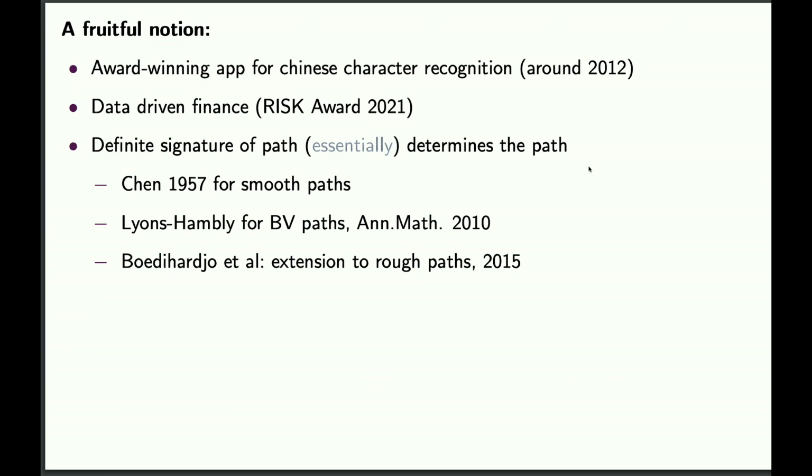And that was understood by Chen many years ago for smooth paths. There was a famous paper by Terry and Ben Hambly for BV paths. It was an Annals paper, 2010. And there was an extension here to geometric rough paths. But I will not define rough paths at this moment.